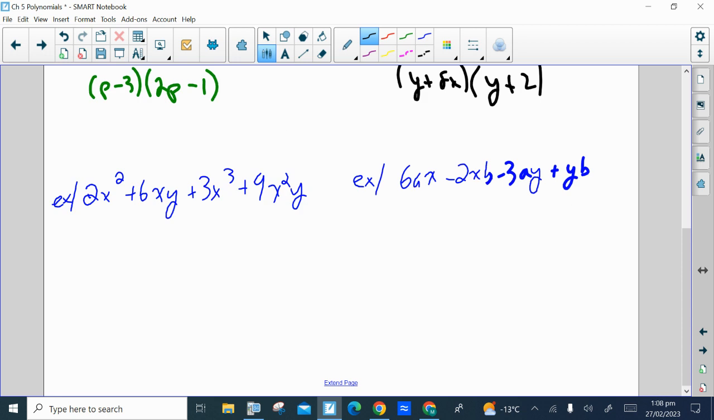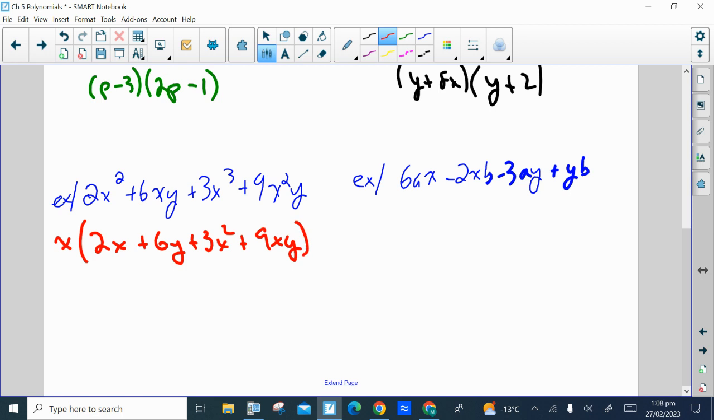But let's look at this next one. There are 4 terms there. In this case, there actually is a common factor amongst all 4 terms. It would just be positive x. So if you take out a common factor of x, you're going to get 2x plus 6y plus 3x squared plus 9xy.